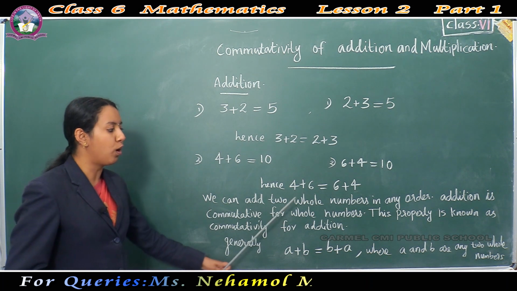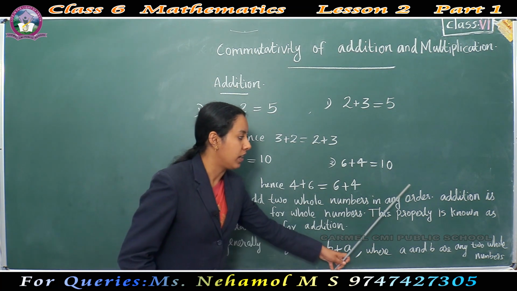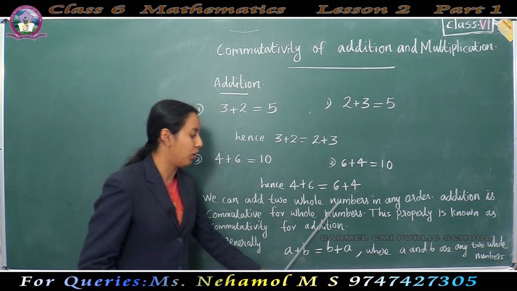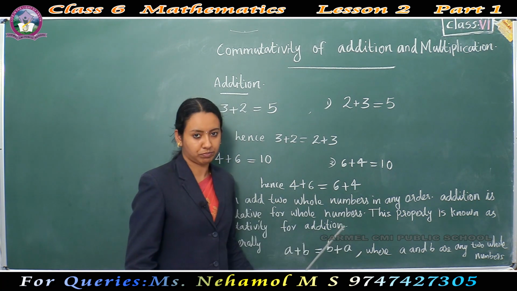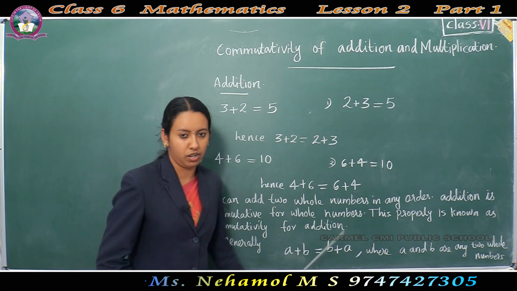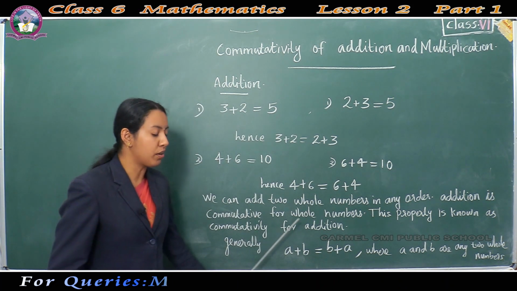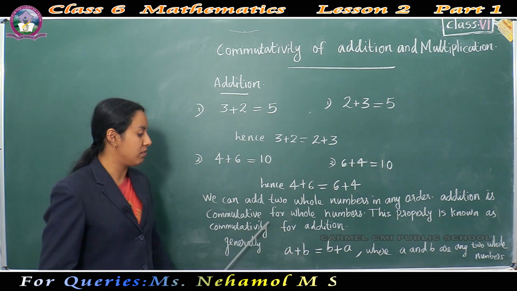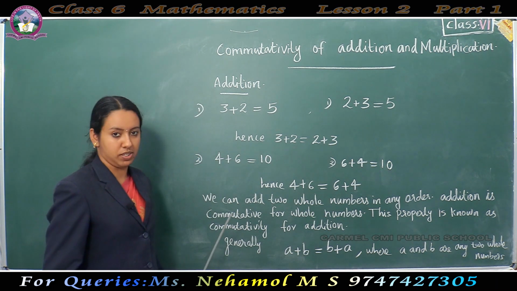We can add two whole numbers in any order. Addition is commutative for whole numbers. Then we can say addition is commutative for whole numbers. This property of whole numbers is known as commutativity for addition.